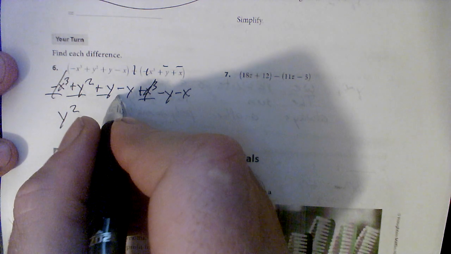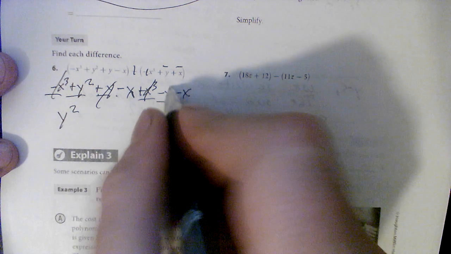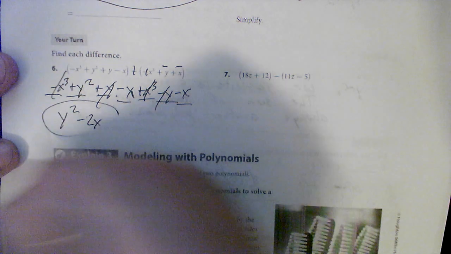Y minus y. Well, that should be an x. Y minus y cancels out. Negative x and negative x is negative 2x. So we circle. Let's do one more.